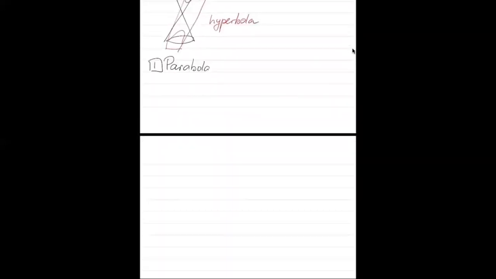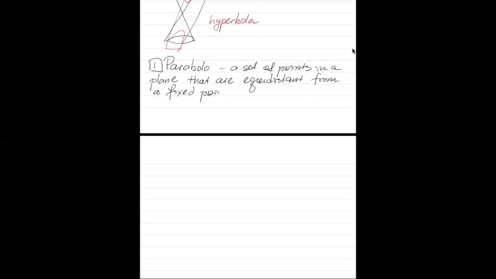Parabola. So how do we define a parabola? We define it as a set of points in a plane that are equidistant from a fixed point F, which we call the focus, and a fixed line called the directrix.